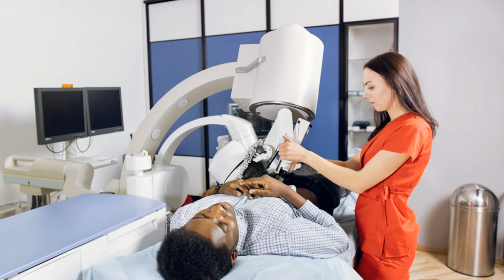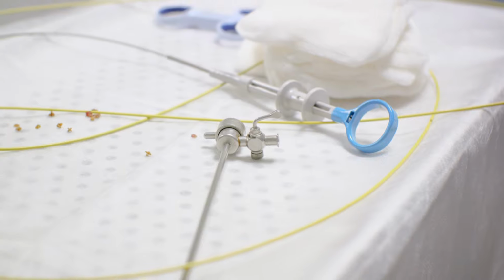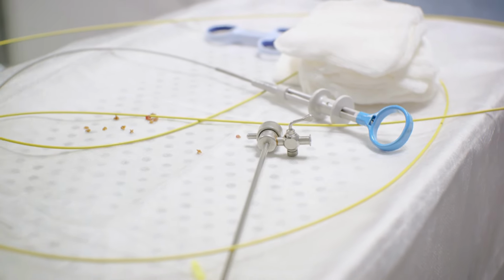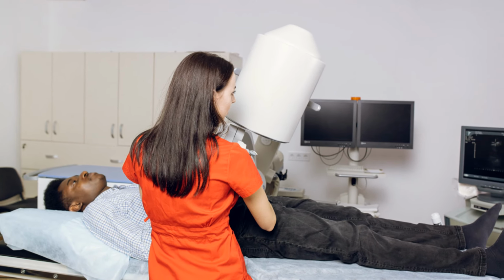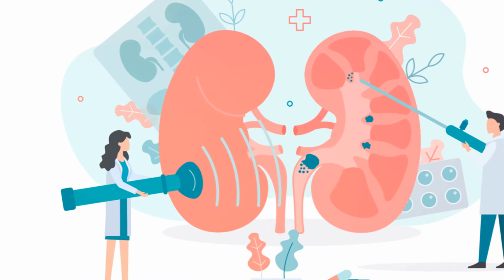If that doesn't do the trick, we might consider ureteroscopy. In this procedure, a thin scope is inserted through the urethra and bladder into the ureter. This allows the doctor to either remove the stone or break it up. Think of it as a sort of search and destroy mission.